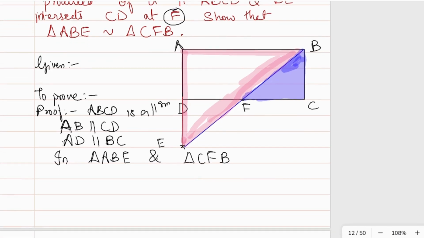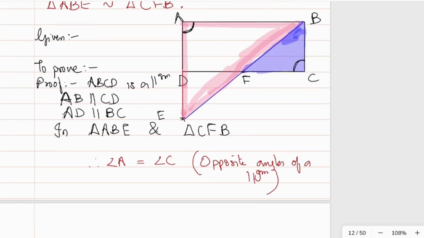And so from here, look here, this angle will be equal to this angle. Why? In a parallelogram, opposite angles will be equal. If ABCD is a parallelogram, then angle A equals angle C, and angle B equals angle D. Therefore, I can write angle A equals angle C. Why? Opposite angles of a parallelogram. I have to write the reason here. That is the reason for that one.